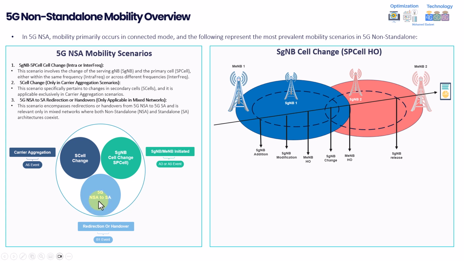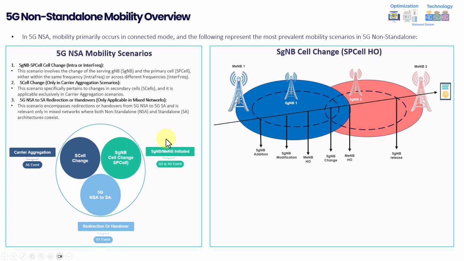Then the last one is whenever you start having mixed network deployment between non-standalone and standalone. In this case, a redirection or handover can be enabled from 5G non-standalone to SA, to standalone. This is for the 5G standalone capable devices. Who's coming non-standalone can move back through redirection or even handover, and this is using the B1 event. So these two will be explored in different sessions, one related to the carrier aggregation feature in general, and the other one whenever we go to the standalone. We'll be covering this one in more detail.